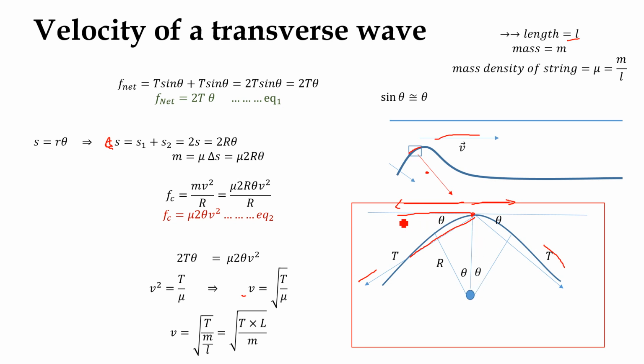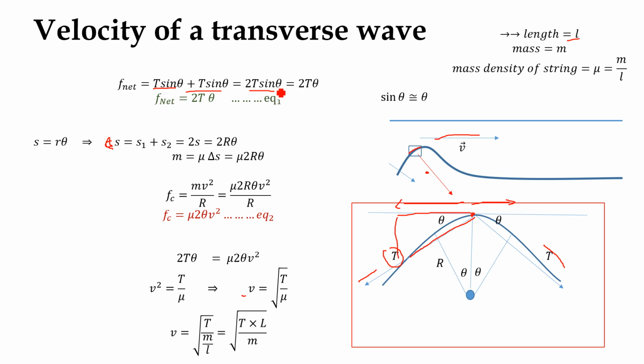Now this is theta. If we consider this theta and construct this triangle, then the y component of this tension force is T sine theta, and similarly for this side the y component of tension T is also T sine theta. So the net force F acting on this point is equal to T sine theta plus T sine theta, which becomes 2T sine theta.